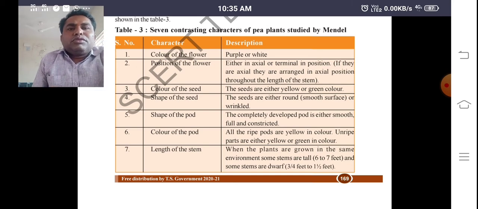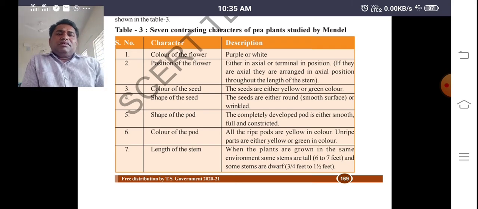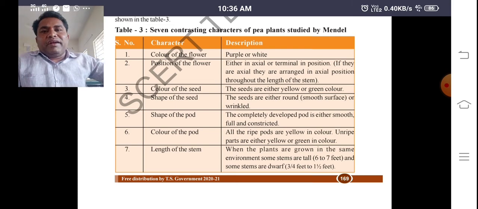So number 1, the color of the flower. He observed that the color of the flower is purple or white. Position of the flower. Generally flowers are developed on the plant in 3 places: at the terminal part of the plant, or the axial, meaning between the leaf and stem, or on the stem. So you can keep in your mind, flowers are developed on the plant in 3 places.